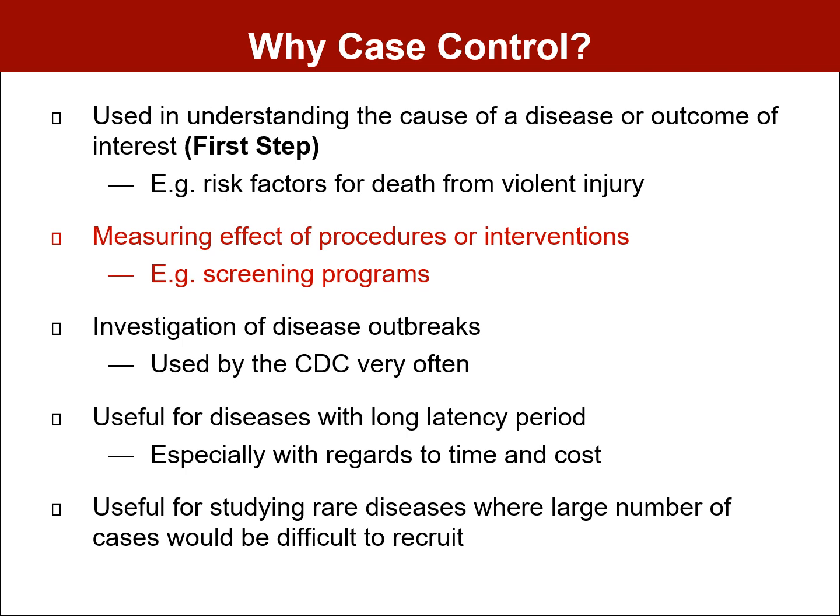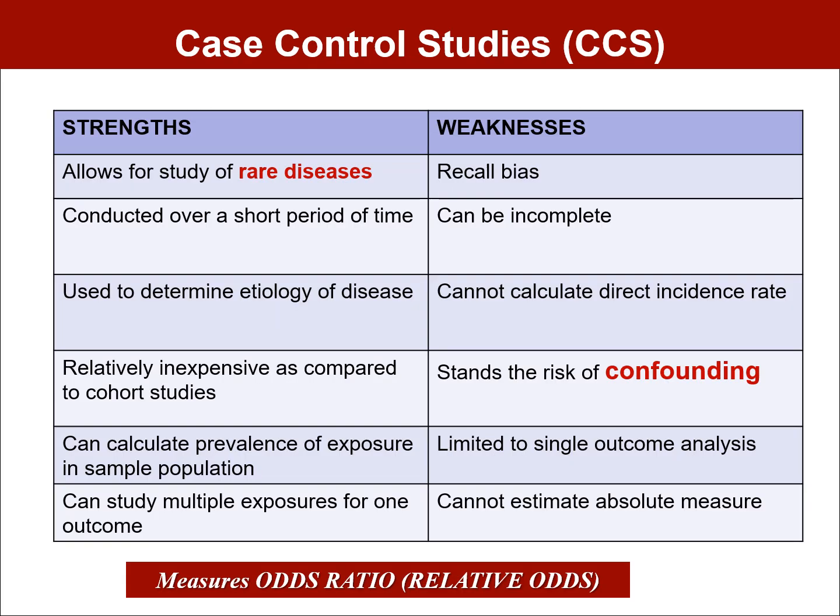It's also useful for studying rare diseases where a large number of cases would be difficult to recruit, right? So if there are not that many, then it just makes sense for you to do a case control and match them to a large control group that does not have the actual outcome of interest. What are the strengths and weaknesses of case control studies?